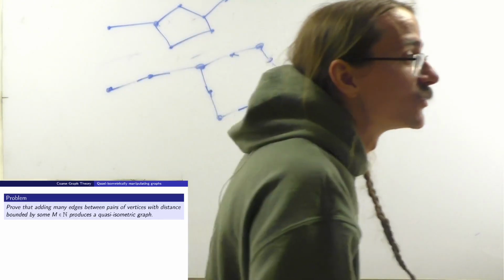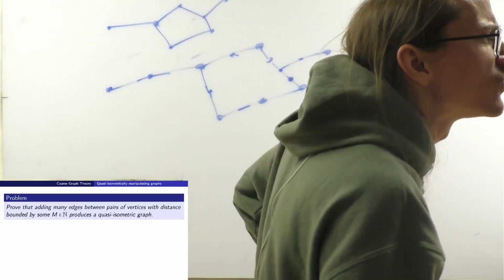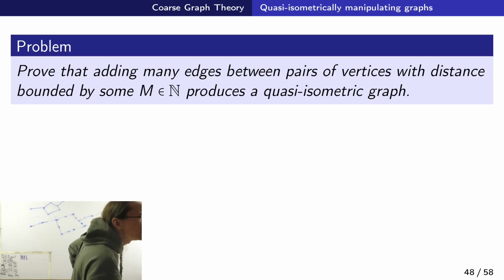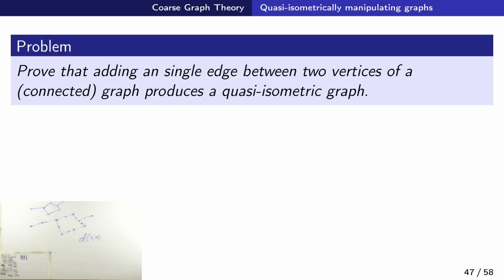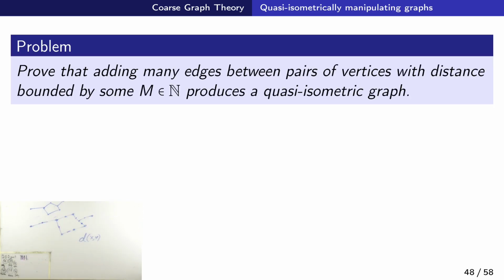Adding many edges between pairs of vertices. Did I do the last one right? Did I read it right? It says a different thing. Oh my goodness, it says adding an edge, not subdividing an edge. I can't read these slides from here.